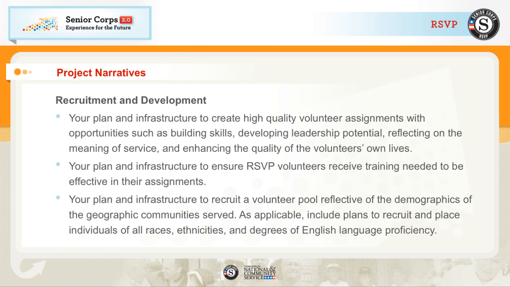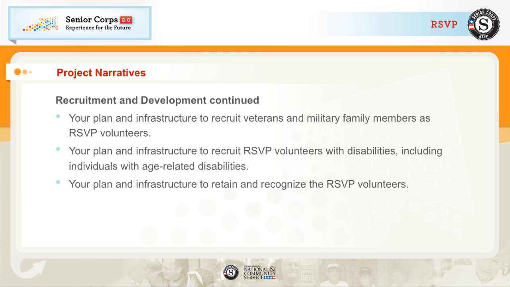Your plan and infrastructure to recruit a volunteer pool reflective of the demographics of the geographic community served. As applicable, include plans to recruit and place individuals of all races, ethnicities, and degrees of English language proficiency. Your plan and infrastructure to recruit veterans and military family members as RSVP volunteers. Your plan and infrastructure to recruit RSVP volunteers with disabilities, including individuals with age-related disabilities. And your plan and infrastructure to retain and recognize the RSVP volunteers.